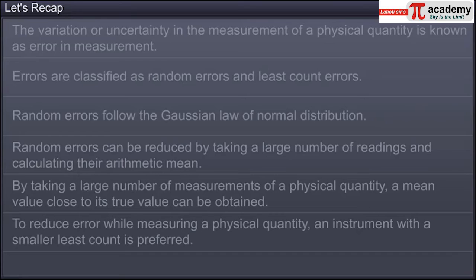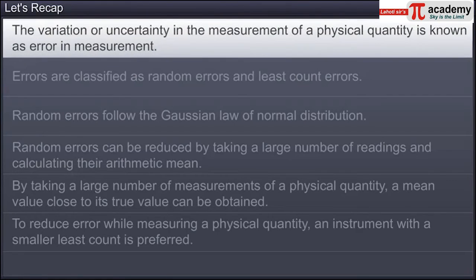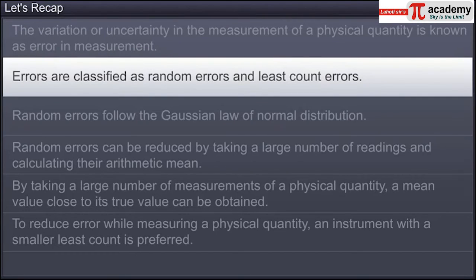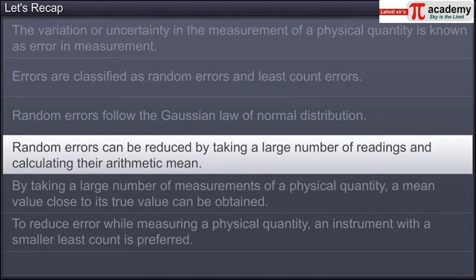You have now reached the end of this module. In this module, you learned that the variation or uncertainty in the measurement of a physical quantity is known as error in measurement. Errors are classified as random errors and least count errors. Random errors follow the Gaussian law of normal distribution. Random errors can be reduced by taking a large number of readings and calculating their arithmetic mean.